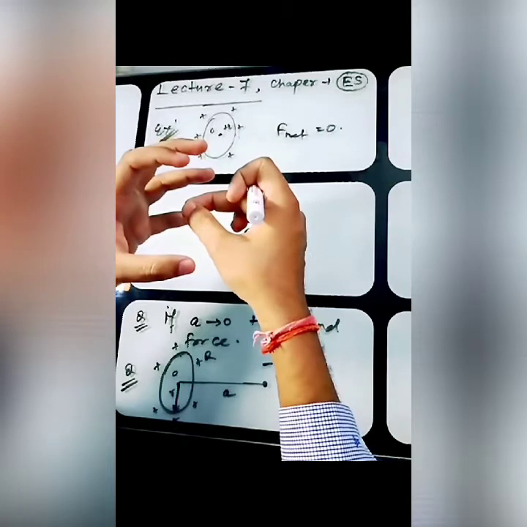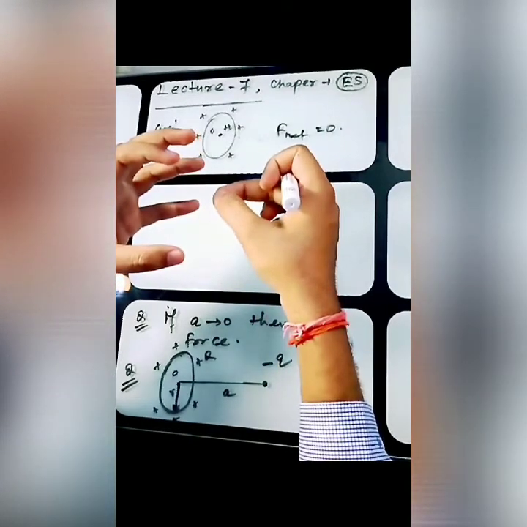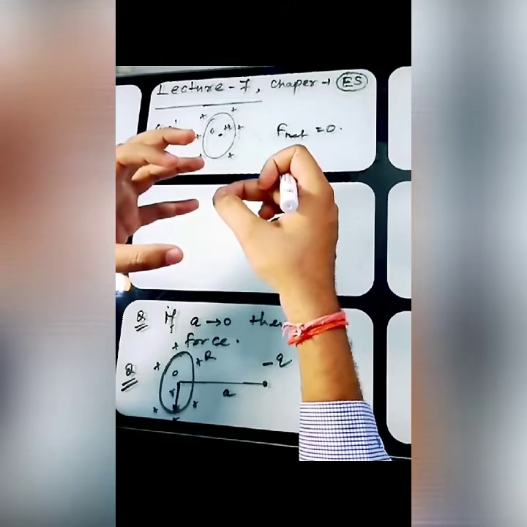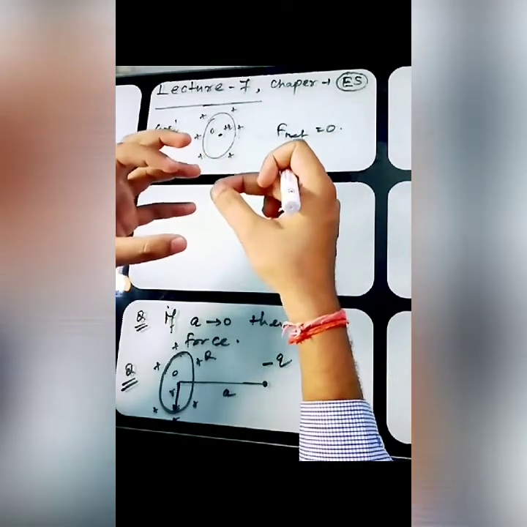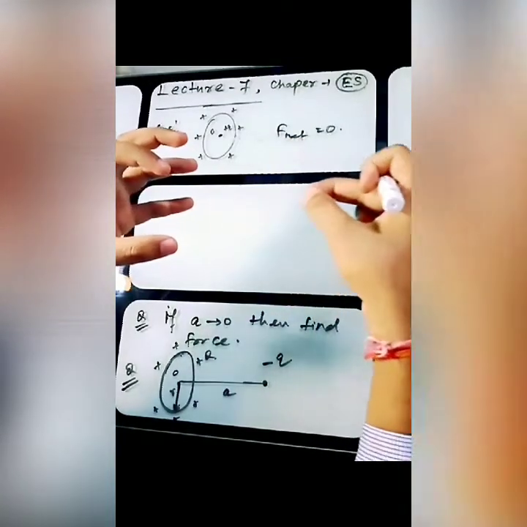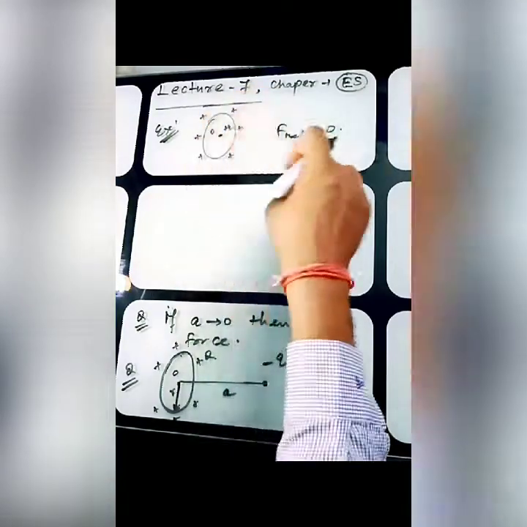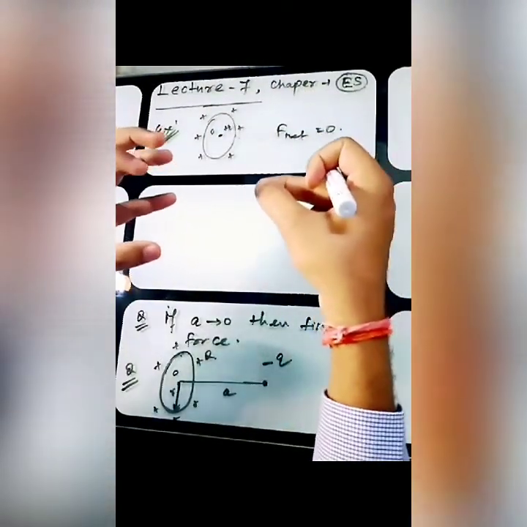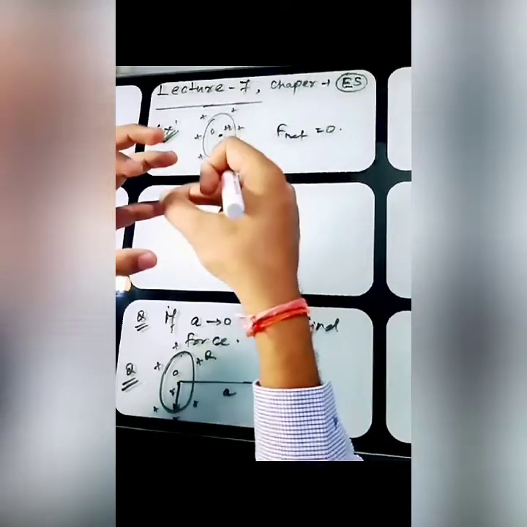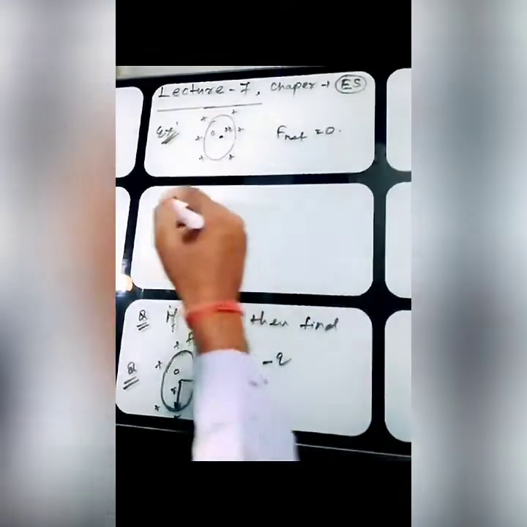If you displace the charge by a small amount, what will happen? It will experience a repulsive force, because this is positive and this is also positive. It will experience repulsive force and it will move away. But here it is a repulsive force and it will not come back to the center again. So this is an unstable equilibrium.